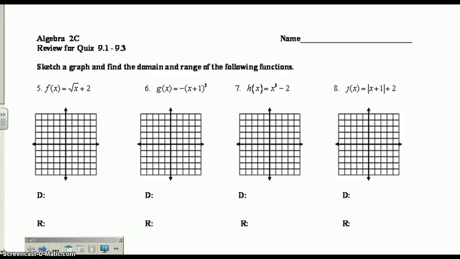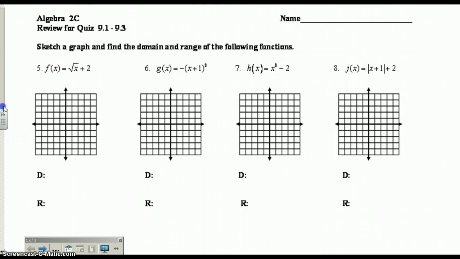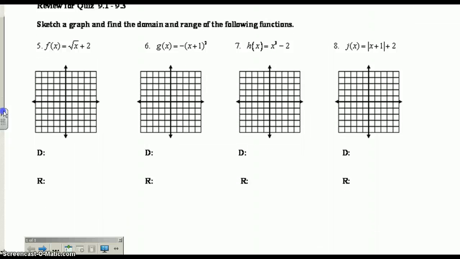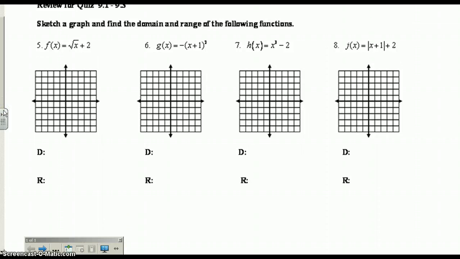Welcome to Algebra 2C. We're working on the review for quiz 9.1 to 9.3, which is based off of transformations and parent functions. Okay, so the first thing I'm going to do for each problem is write out what the transformation is and describe what the shape is. So this is square root, so this is our swimmer's arm, or it's our Angry Birds, however we talked about it in class. Okay, the original is going to be in black, and the red is going to be the final answer.